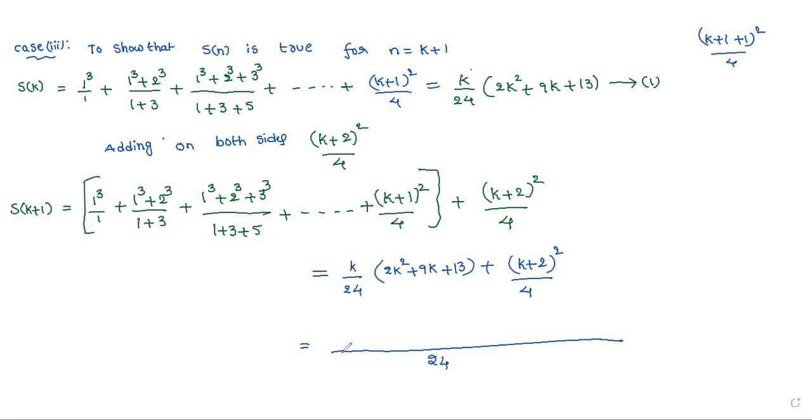LCM is 24. k into 2k square plus 9k plus 13, plus second fraction 1 by 4 into 24, that is 6, k plus 2 whole square. So divided by 24 LCM.